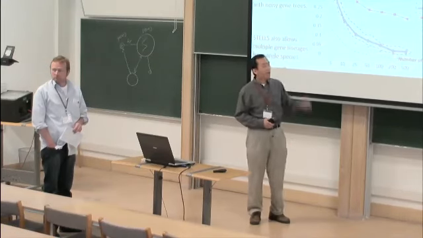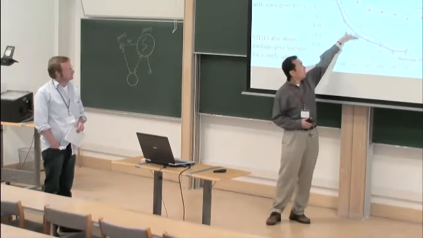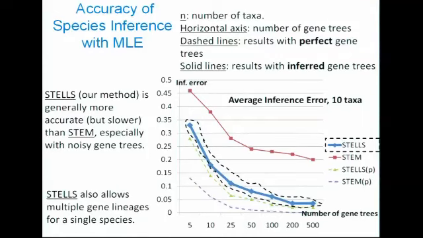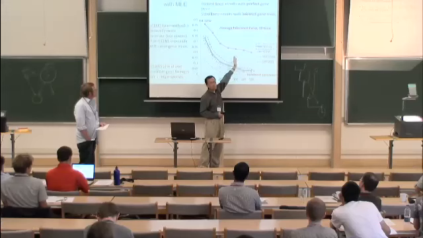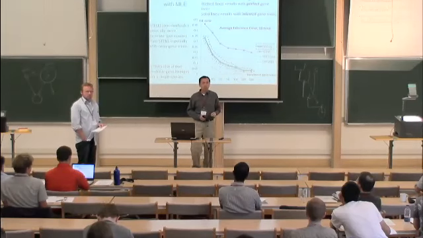Yes. Just a moment. The solid lines are the ones coming from inferred gene trees. You simulate sequences on the gene trees, then you infer trees with maximum likelihood, and those are the two situations you may observe. In that case, for my method, it's a little bit worse than for the perfect gene trees, but not too far off. But for STEM, there is quite a difference, a much larger difference.